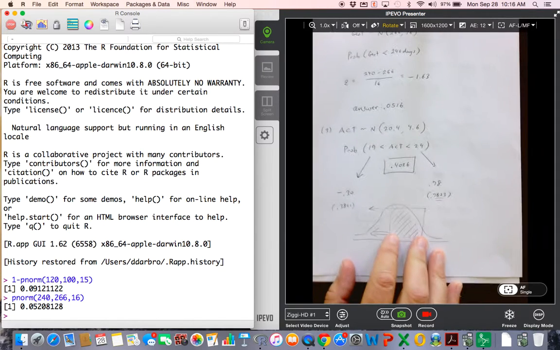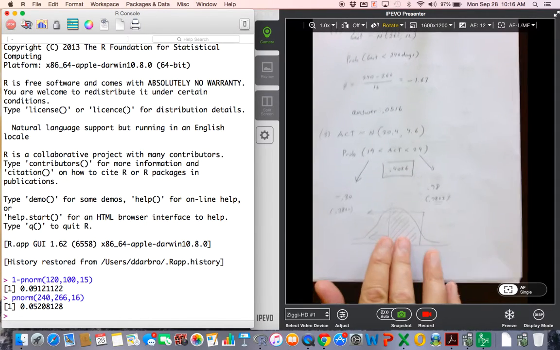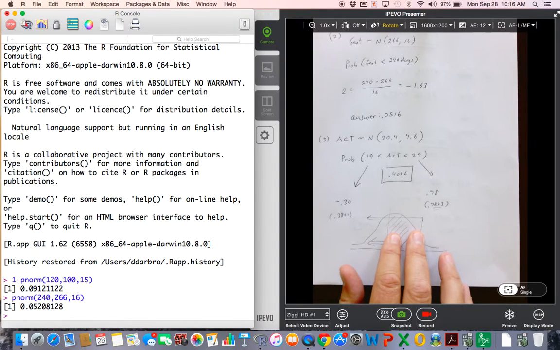I just don't get it, really. I don't get why you would want to use the table.